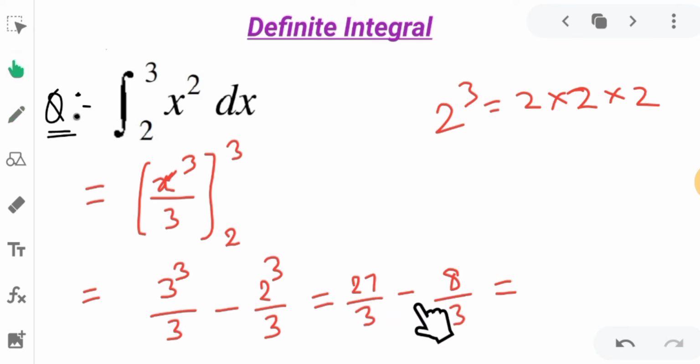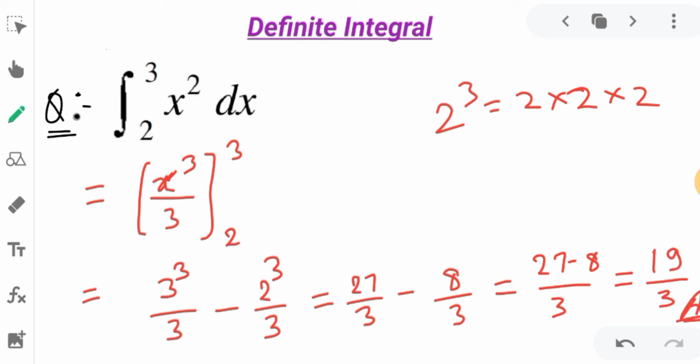You will calculate. 3 will be the LCM, and then 27 minus 8. 27 minus 8 will be 19. So 19 upon 3 will be our answer. This will be our final result.